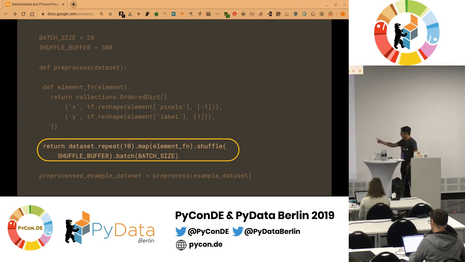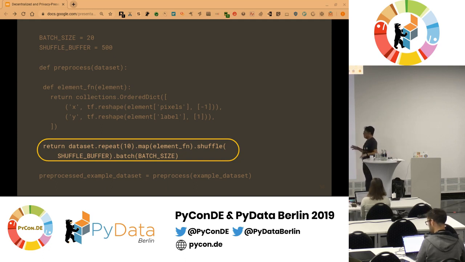And then we shuffle it around, and then we create batch sizes, because in training you typically want many batches of data. I just wanted to highlight that you can pre-process your data with standard Python code, right? You don't have to do anything special.